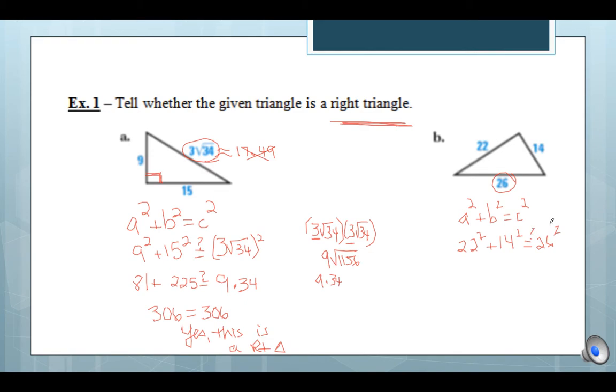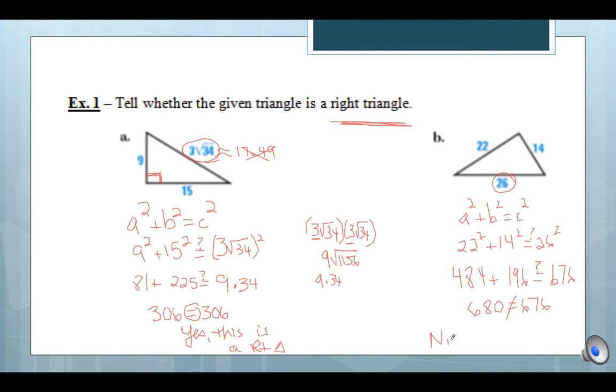All right, now we're going to simplify. Well, 22 squared is the same as 484. 14 squared is the same as 196. And we want to know, does that equal 26 squared, which simplifies to be 676? Well, if we combine our terms on the left side, we get 680 is equal to 676. Well, in the previous example, we saw 306 is equal to 306. So since a squared plus b squared equaled c squared, that worked out to be a right triangle. These are not equal, so we know that they are not going to form a right triangle.